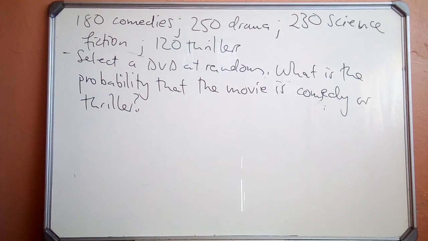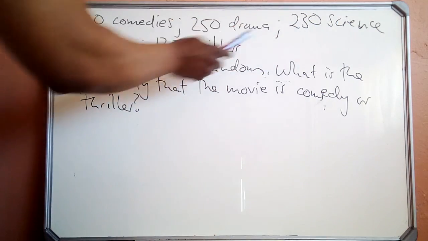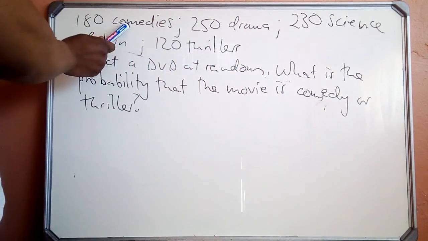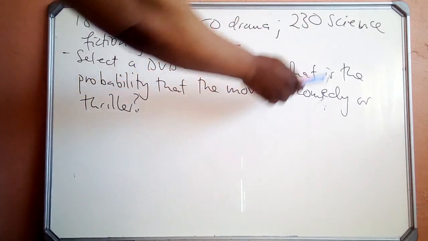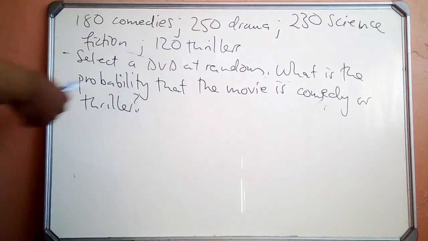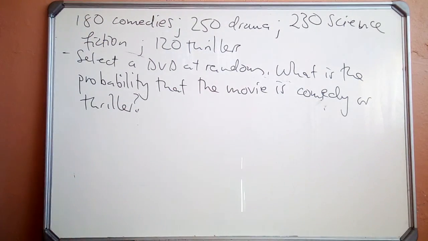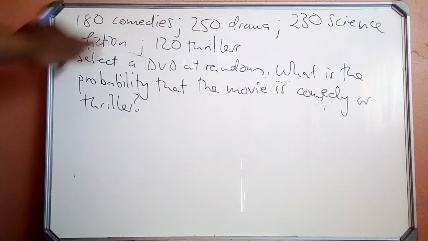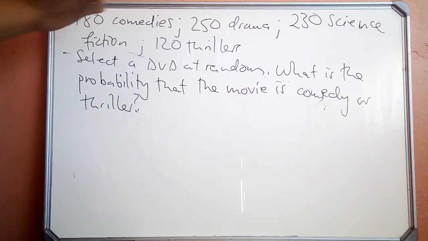So you remember what we need to do first. Look at the events. You can see that all these events are mutually exclusive. There is no overlap there. There is no comedy that is a thriller, or no comedy that is drama. There is no comedy that is science fiction. So each of those are mutually exclusive, meaning that there are no intersections or overlap amongst these 4 genres of movies.